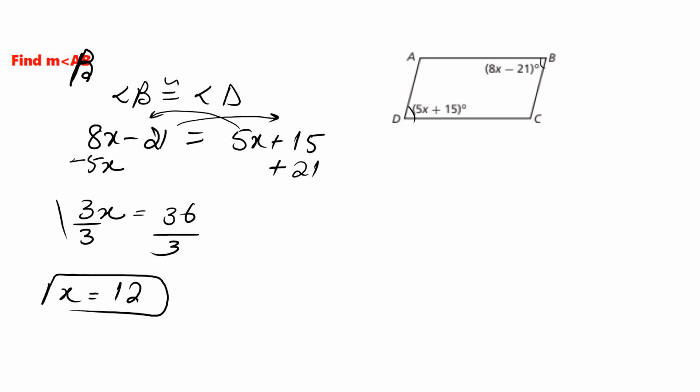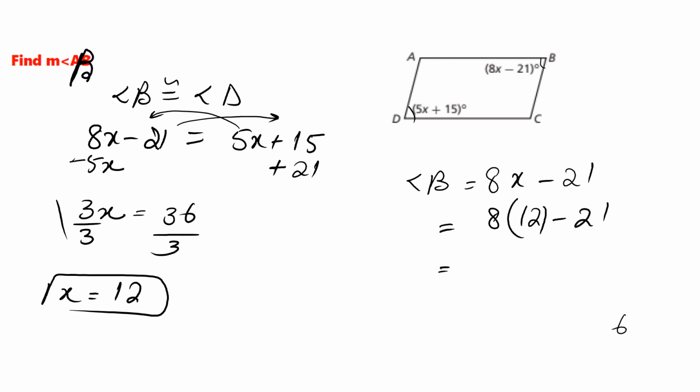Now to find angle B, substitute the value of x in 8x minus 21. So 8 times 12 minus 21. 8 times 12 is 96. 96 minus 21 gives you 75.